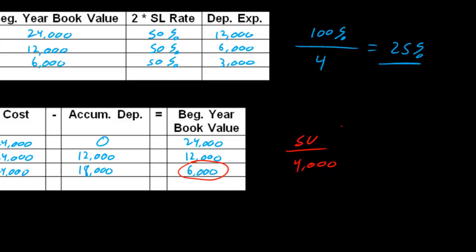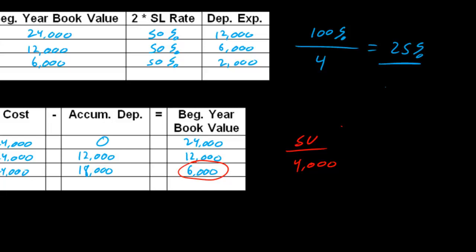So you can see the most depreciation expense that we can take in year three is $2,000. If we take $2,000 depreciation expense, my book value will then be $4,000. That's as low as it goes. So for year three, it's not going to be $3,000. It's only going to be $2,000 because the most depreciation expense I can take is $2,000. So you just have to manually check this once you get towards the end of the useful life.